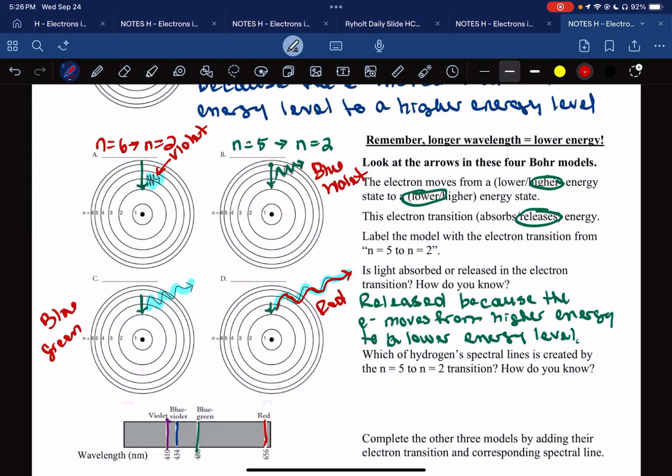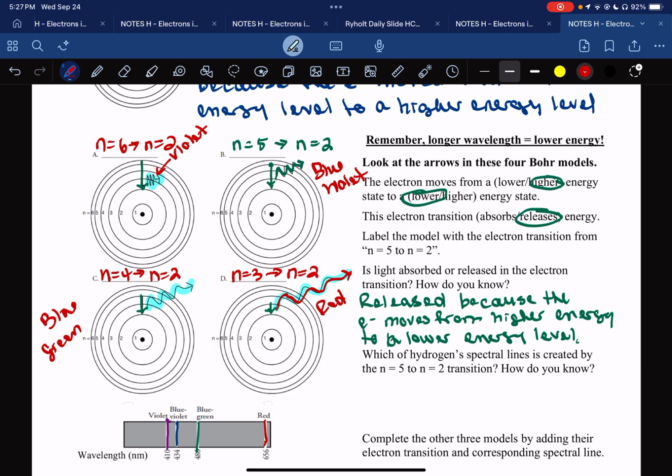And then C is going from n equals 4 to n equals 2. All right, these are the energy levels that we're going to, and again, not quite as many. And so you see that wavelength get a little bit longer. And then D goes just from one energy level. So it starts at n equals 3 and it's moving to n equals 2.